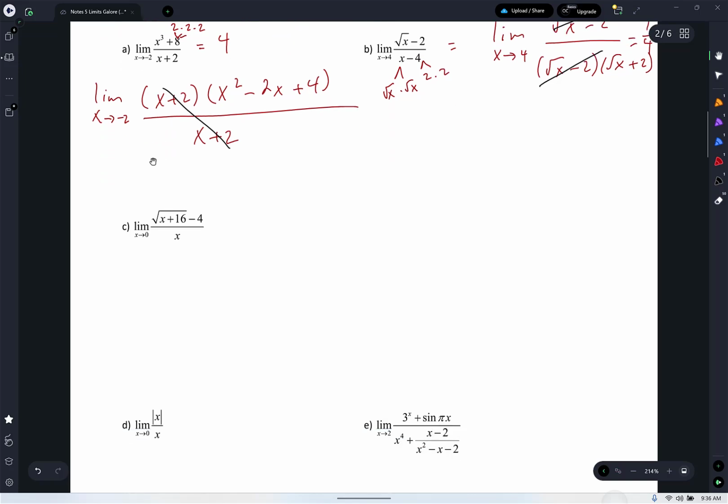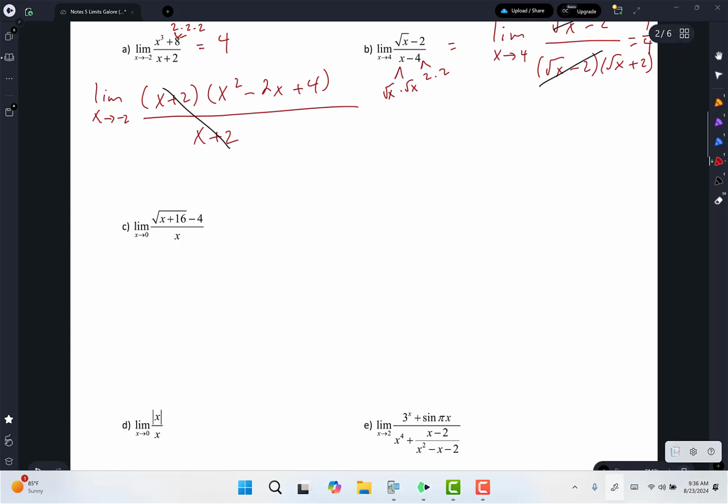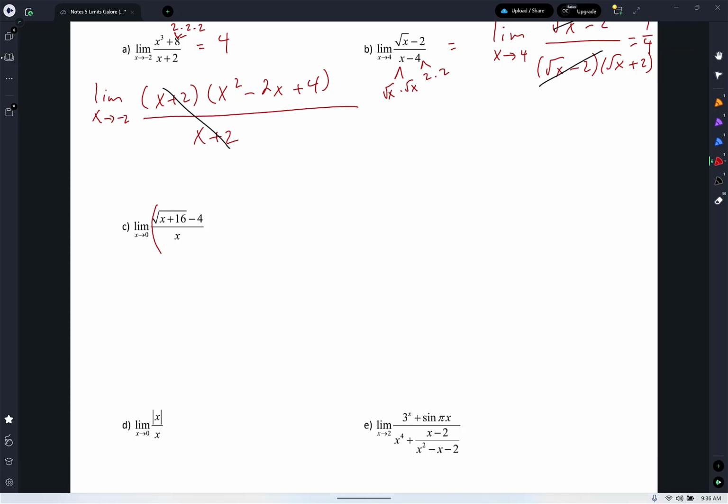What about this one? I can't do direct substitution. So yeah, it's all about experience, guys. The more experience you have, the more you'll be able to do stuff. What's making it tougher, the numerator or denominator? The numerator. So I'm going to multiply by the conjugate of the numerator: square root of x plus 16 plus 4 over square root of x plus 16 plus 4. That's just a 1.